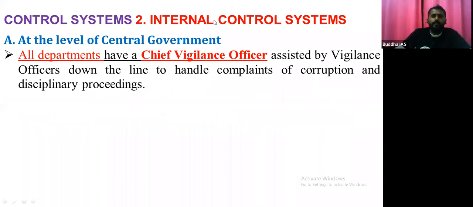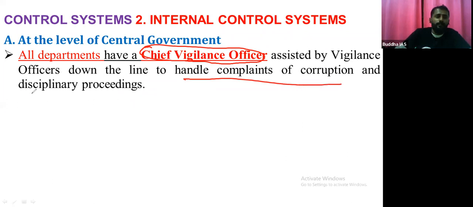At the central level, all departments have chief vigilance officer. Very important. This point you won't find in many places. In all departments, there will be one person named chief vigilance officer. He will be assisted by vigilance officer down the line to handle complaints of corruption and disciplinary proceedings. This is with respect to all departments.